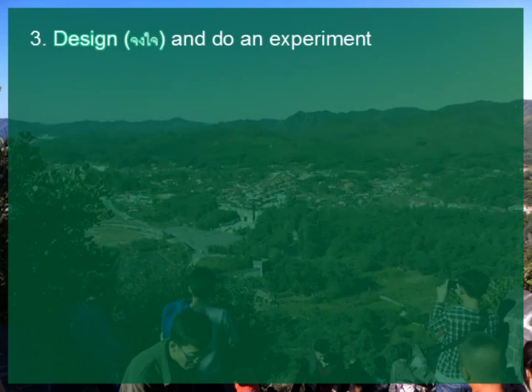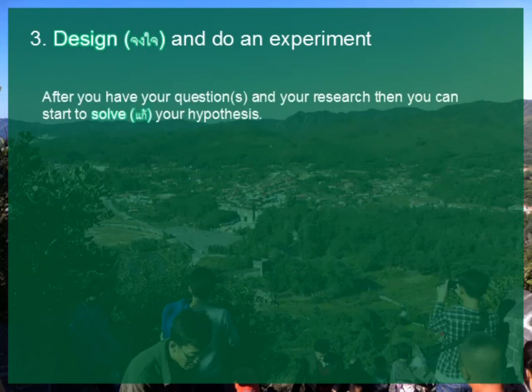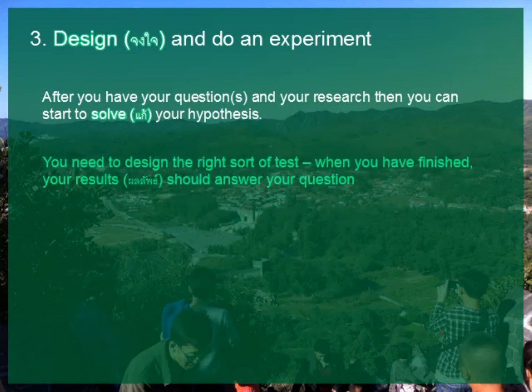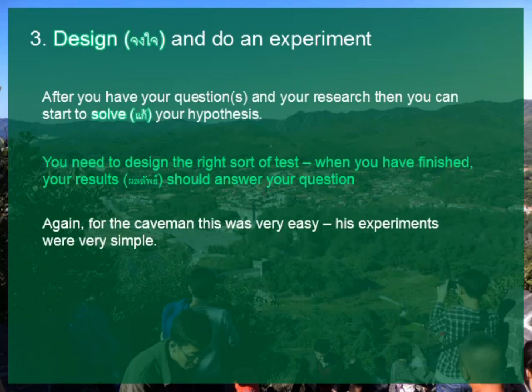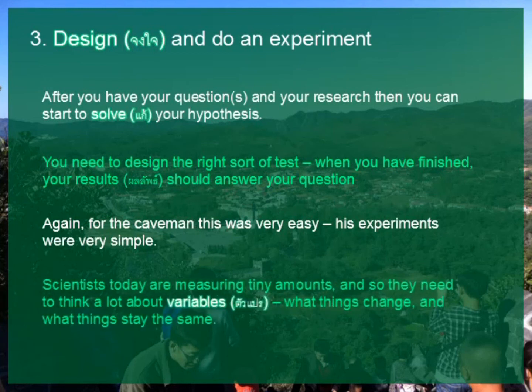Step 3 is design and do an experiment. So you have your questions, you have your research, now you can start to solve your hypothesis. You need to design the right sort of test, and when you've finished, your results should answer the question that you asked at the beginning. So again, this was very easy for the caveman because his experiments were very simple. And again, it's very difficult for today's scientists because now they are measuring very, very small or very, very big things. So you need a lot of technology in order to do that.